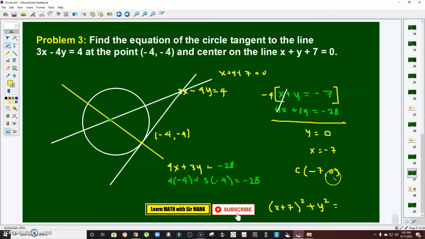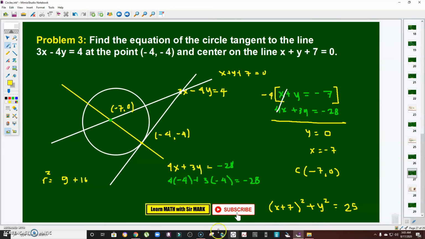So, now, how are we going to get r squared? Since meron akong center, I already have the point of tangency, so get the distance formula. So, negative 7 minus negative 4, diretsuhin ko na, is negative 3. Alright, so r squared is negative 7 minus negative 4, so that's negative 3 squared, that will be 9, plus 0 minus negative 4, that's 4 squared, that's 16. So, therefore, ang r squared ko is 25. So, this is the equation of the circle.